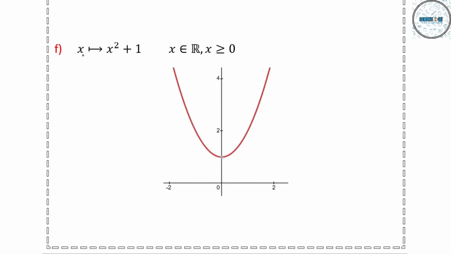Let's do another one in which x is mapped to x squared plus 1. It is a quadratic function. X belongs to real numbers and the domain is x greater than or equal to 0. It means that we just have to consider the part where the values of x are greater than 0. We don't have to consider this part of the curve. For this part of the curve, it is one-to-one mapping.